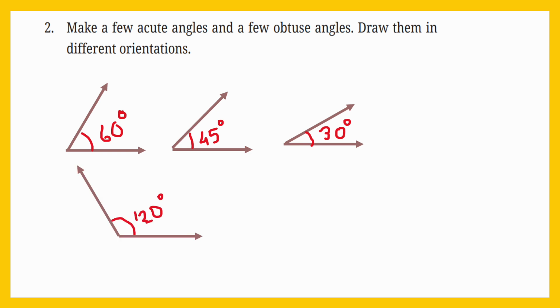See, this angle is 120 degrees. So, this is more than a right angle, but it is less than a straight angle. Right angle is 90 degrees. Straight angle is 180 degrees. So, this is less than a straight angle but more than a right angle. So, this is an obtuse angle. Next one, angle 170 degrees. This is more than a right angle but less than a straight angle. So, this is also an obtuse angle.